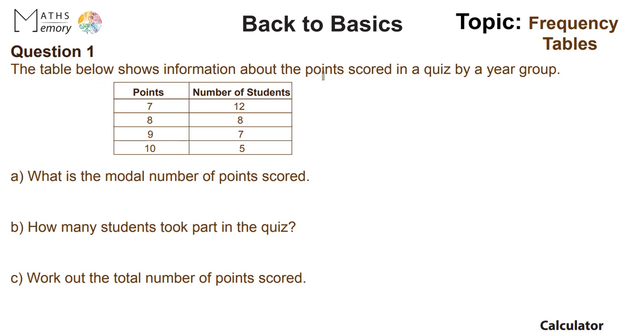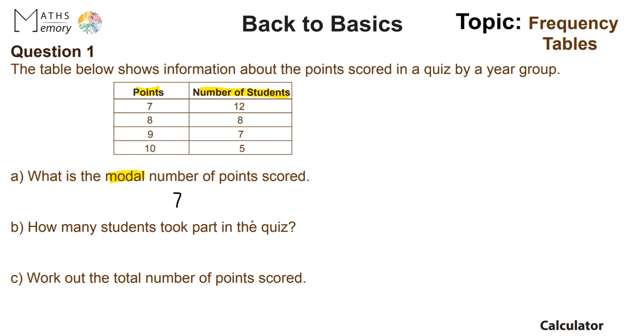The table below shows information about the points scored in a quiz by a year group. So these are your 2 different columns. They always give you 2 columns in this topic called statistics, or handling data as they call it. Here is your topic, points, and here is your frequency, number of students. So what is the modal number of points? Modal means most common or the most frequent. We always read off the first column over here. So how many students scored the most points? Well, 12 students scored 7 points. So 7 is clearly the modal score over here, the modal number of points.